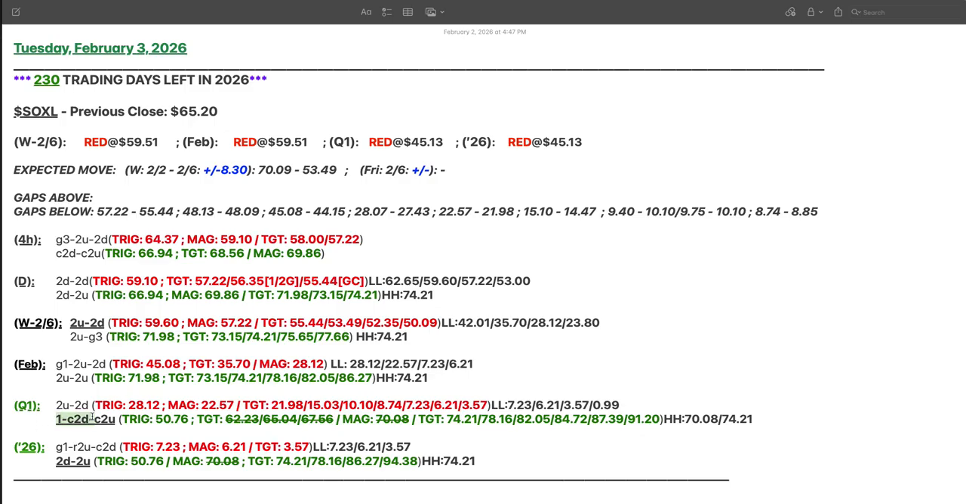We talked about on the quarter, we triggered the 1 combo 2 down, combo 2 up. That's reached its magnitude at 70.08. So we've just got extended targets out here for you on that. And with the year, we went 2 down, 2 up, triggering at 50.76 and reaching magnitude again at 70.08. So just have the extended targets listed out here for you on that as well.